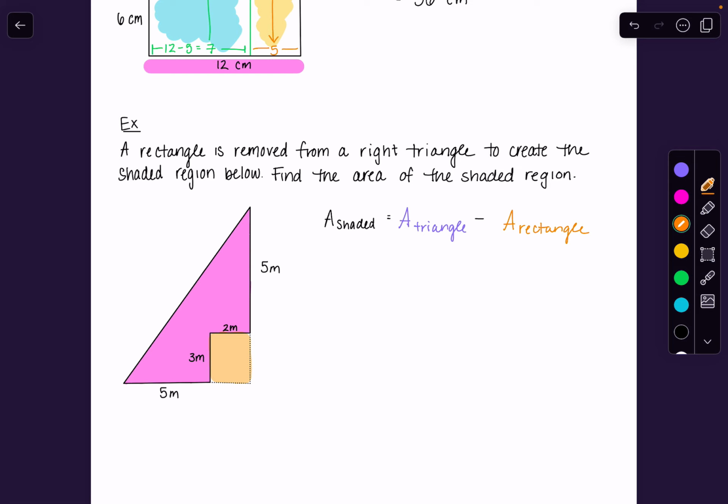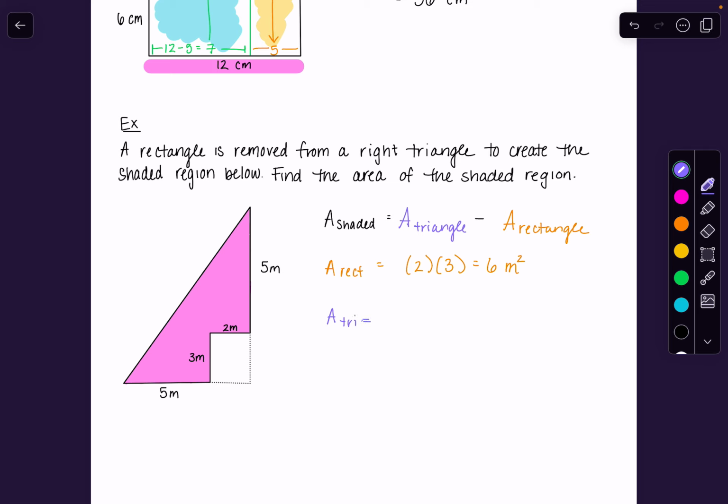So let's start with the area of the rectangle. That one's a little bit easier. Okay. The sides of the rectangle are 2 and 3, so the area is just multiply those two. So our area is 6, and then the units are meters, and it's area, so it's meters squared. Okay. Now I need to figure out the area of my triangle.